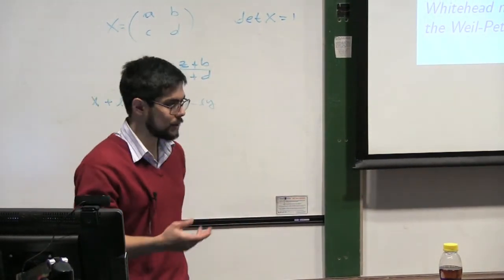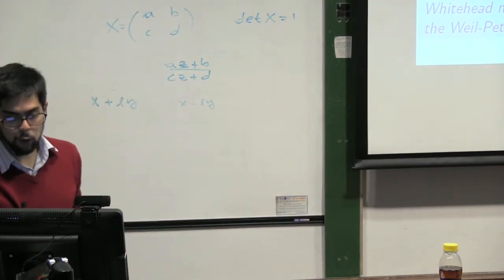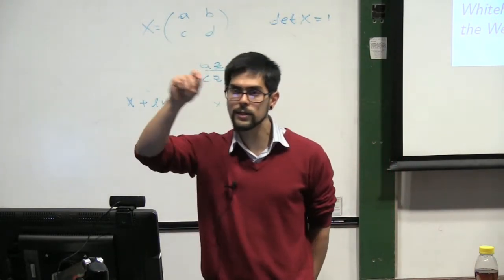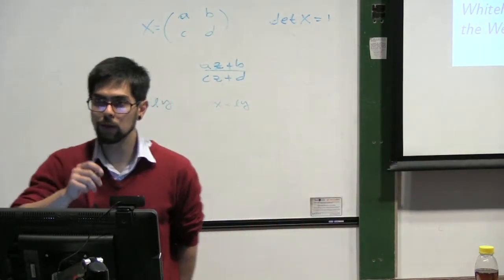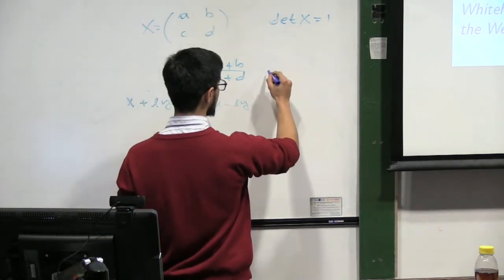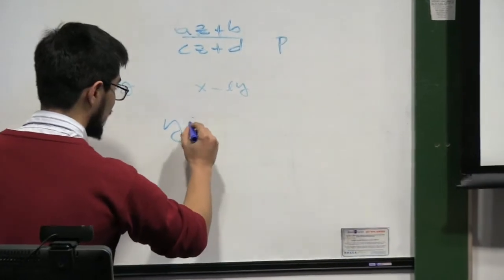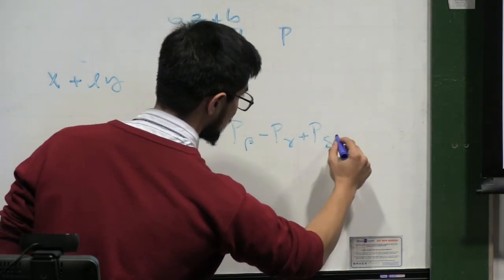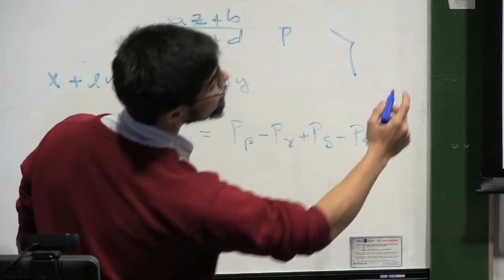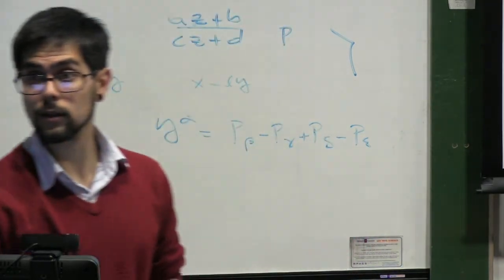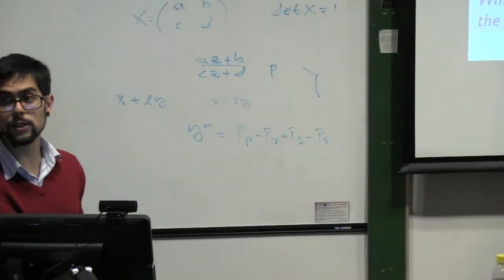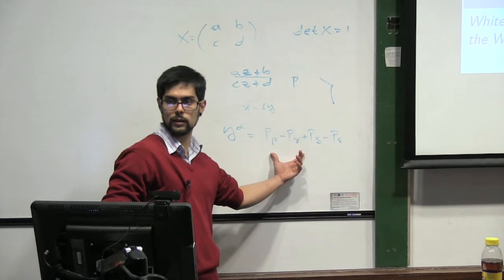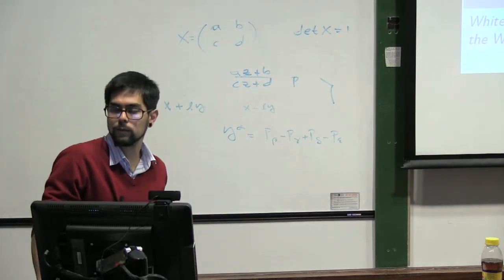Not so much. The complication comes from the combinatorics of this Weil-Petersson Poisson structure, but this is just first neighbor combination. So P, or more precisely Y alpha, is equal to P beta minus P gamma plus P delta minus P epsilon, where we have these labels for the neighboring edges of alpha. And so if we substitute things like this, it becomes quite simple.